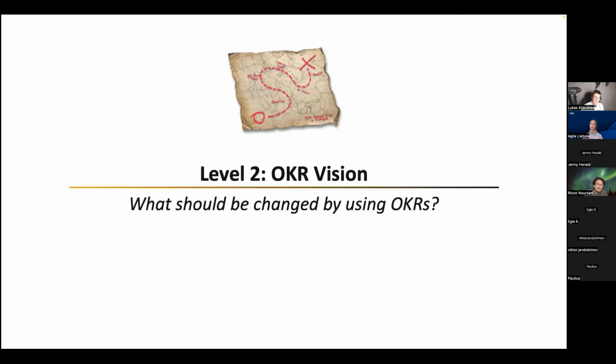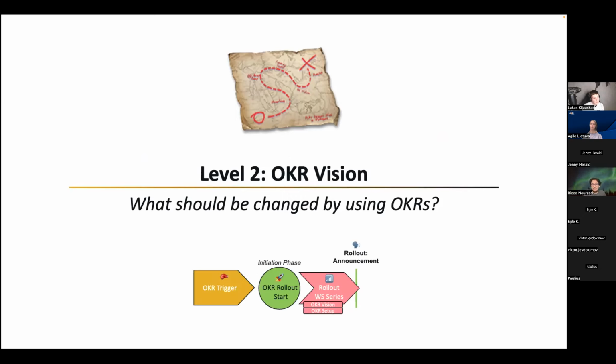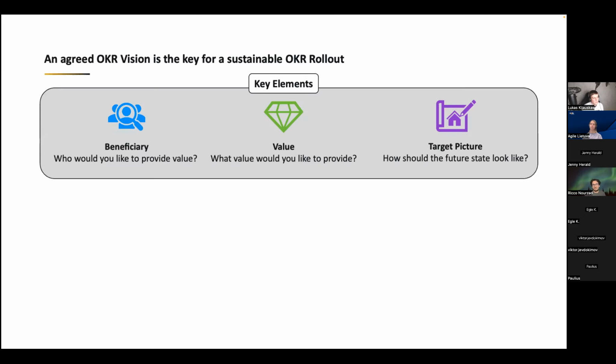Then the second level is, as we know from our rollout roadmap, the rollout workshop series. So about creating the concept, what needs to be there in terms of structure. And I always like to use the OKR vision. So what should be changed by using OKRs? In my opinion, an agreed OKR vision is the key for a sustainable OKR rollout. Because if I have the management on board and a clear picture of why we are doing it, then the people will also understand it better.